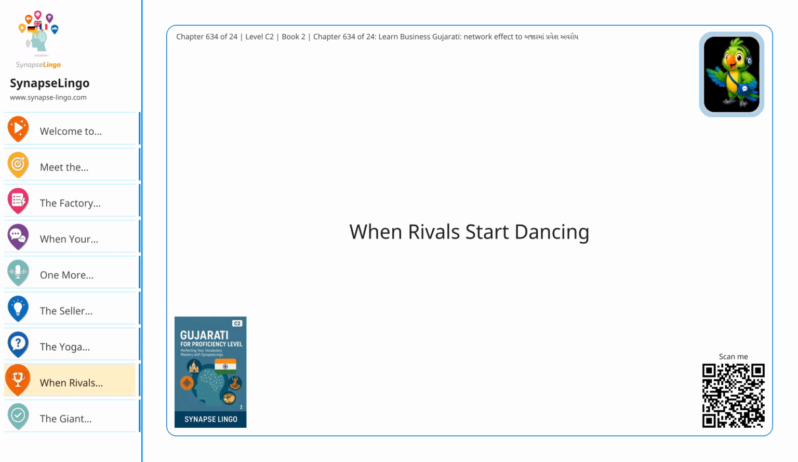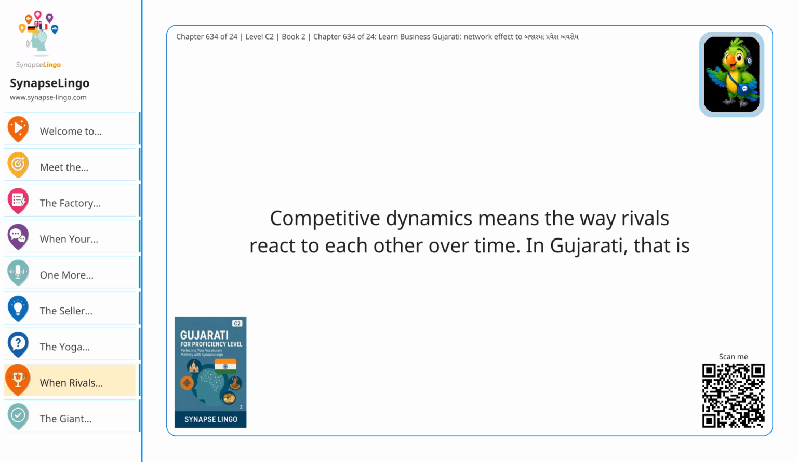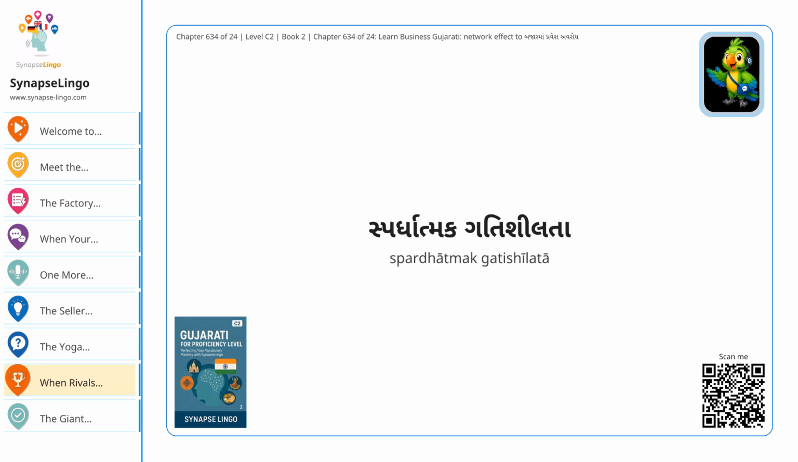When rivals start dancing, business competition is not always a fight. Sometimes it is a weird dance where everyone copies everyone and nobody admits it. Competitive dynamics means the way rivals react to each other over time. In Gujarati, that is સ્પર્ધાત્મક ગતિશીલતા. Repeat it. સ્પર્ધાત્મક ગતિશીલતા.